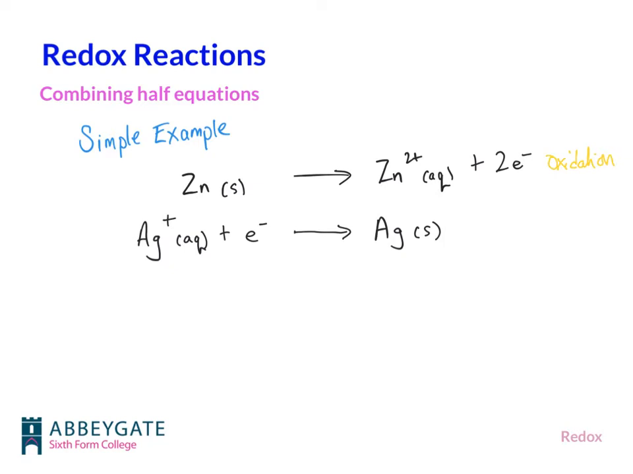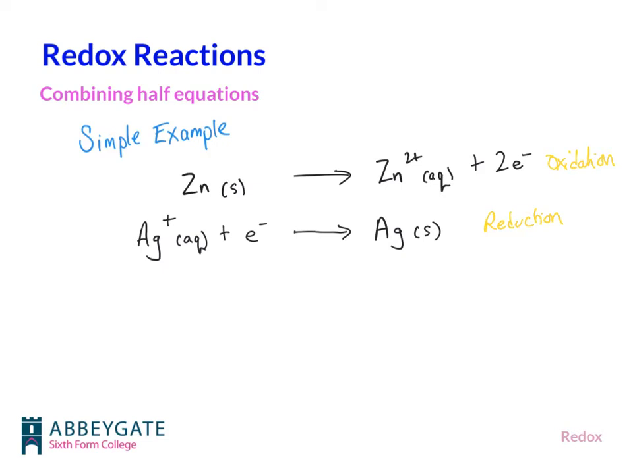And I can also tell that the other half of the reaction that I'm going to combine it with has silver ions that are aqueous. They're going to gain electrons, and they're going to go from oxidation state +1 to oxidation state 0. So we're gaining electrons, and our oxidation state is decreasing, so this is reduction. So we need to look at how to combine these two equations.